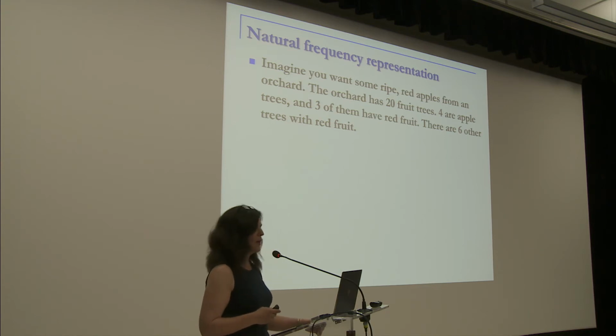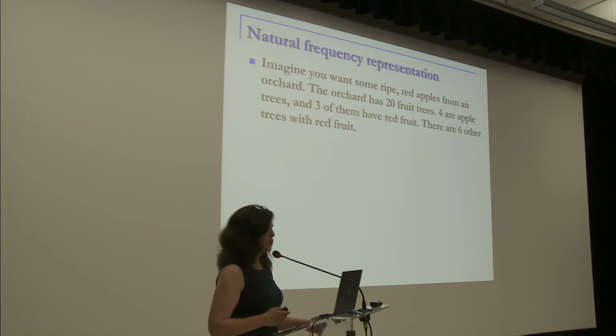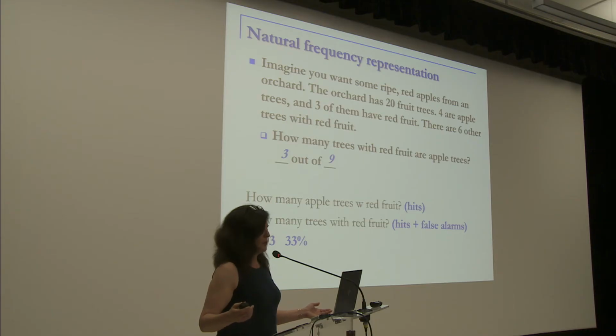Imagine you want some ripe red apples from an orchard. The orchard has 20 fruit trees. 4 are apple trees, and 3 of them have red fruit. There are 6 other trees with red fruit. How many trees with red fruit are apple trees? Blank out of blank. How many apple trees with red fruit were there? That's hits. There were 3. How many trees with red fruit? The 3 apple trees and the 6 other trees. That's 9. It's 3 out of 9, or 1 out of 3, or 33%, or however you want to express it.